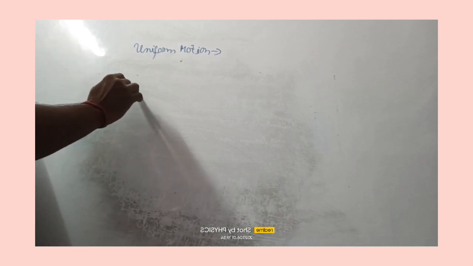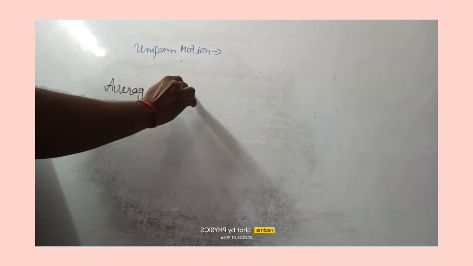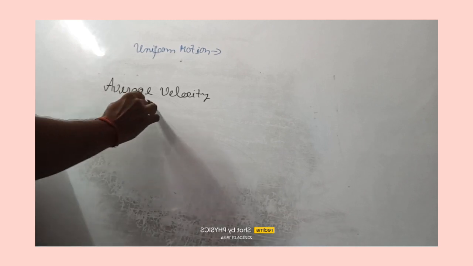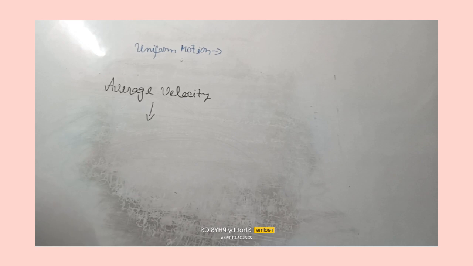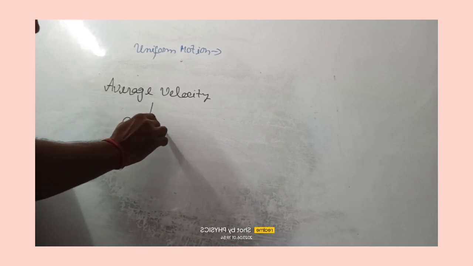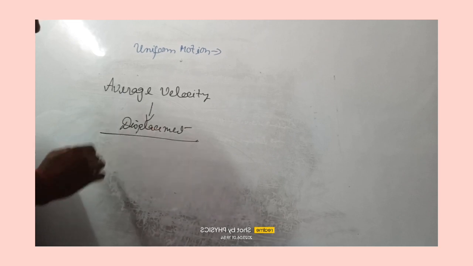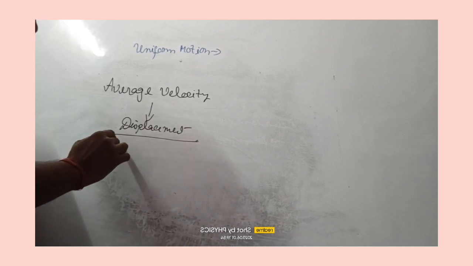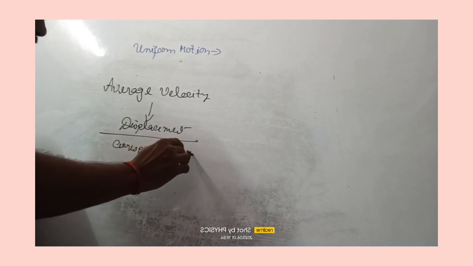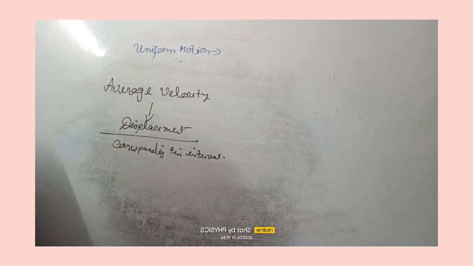Average velocity. Now, what is the average velocity? Average velocity is defined as the ratio of the displacement and the corresponding time interval. So, average velocity is the ratio of the displacement and the corresponding time interval.